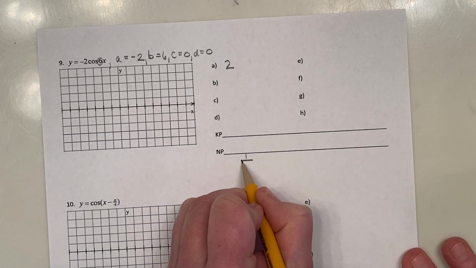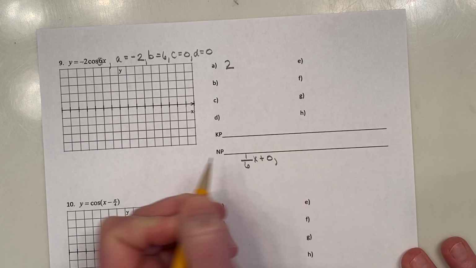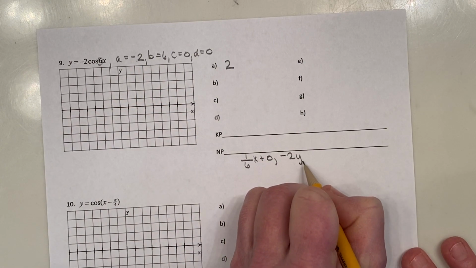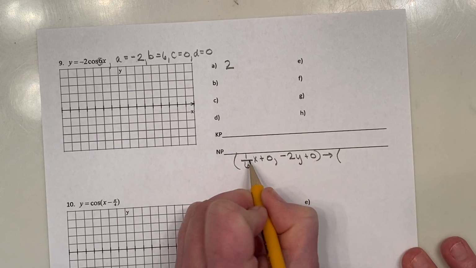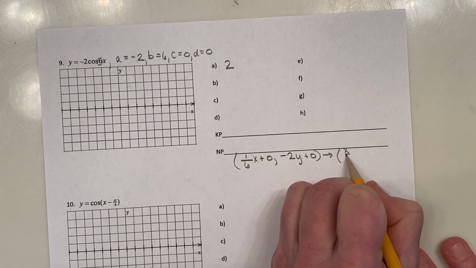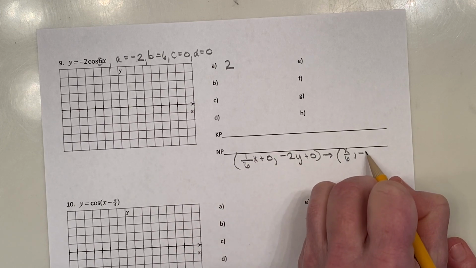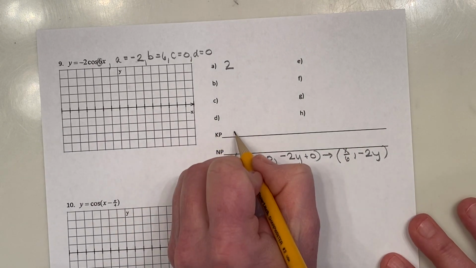Formula, 1 over B, 1 over 6 times X plus 0, A times Y plus 0. However you want to write this as X divided by 6, but it's the same thing as multiplying by 1/6, comma -2Y. That look right? Yep.